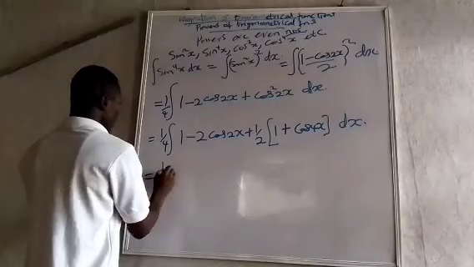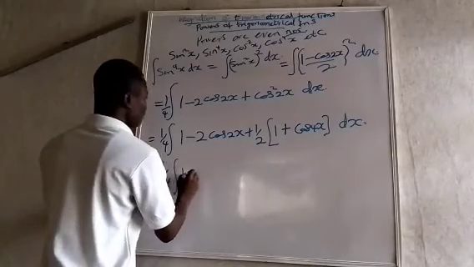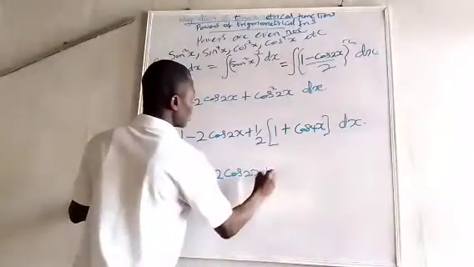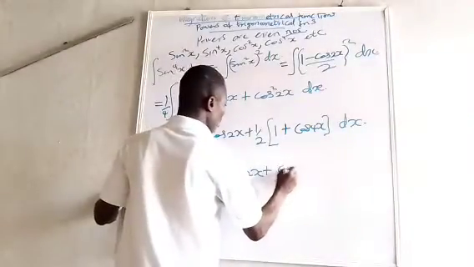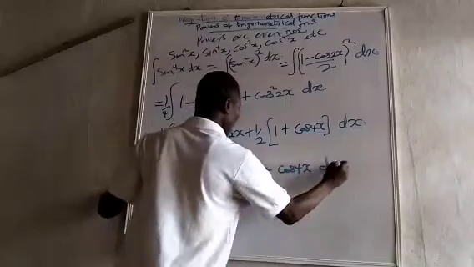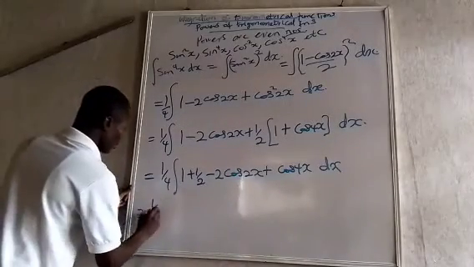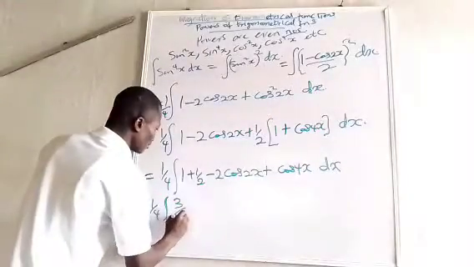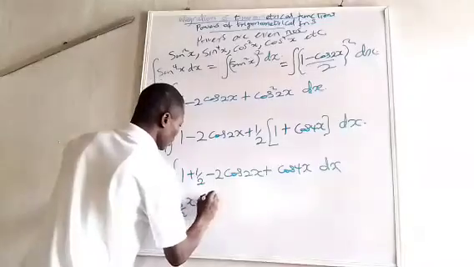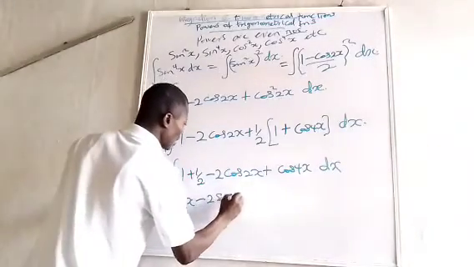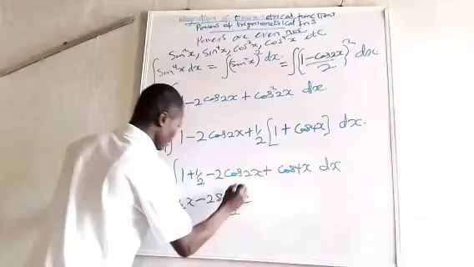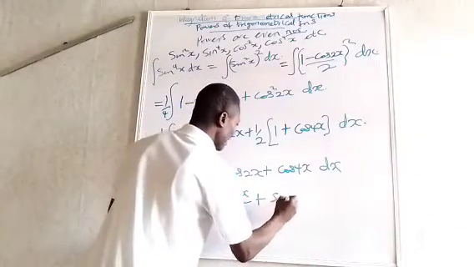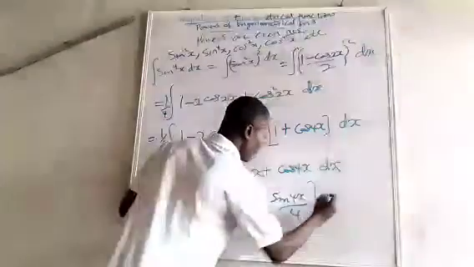So this will be equal to 1 over 4, the integral of (1 plus half minus 2 cos 2x plus half cos 4x) dx. So we will be equal to 1 over 4 into 3 over 2 x minus 2 sine 2x over 2 plus sine 4x over 4, plus c.